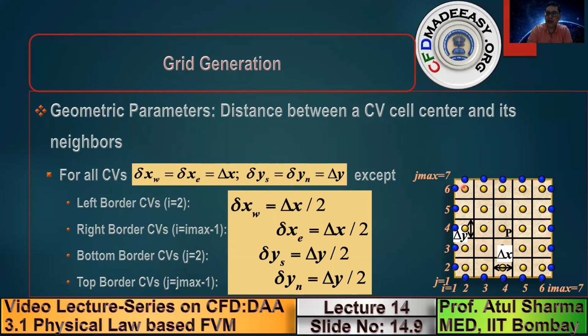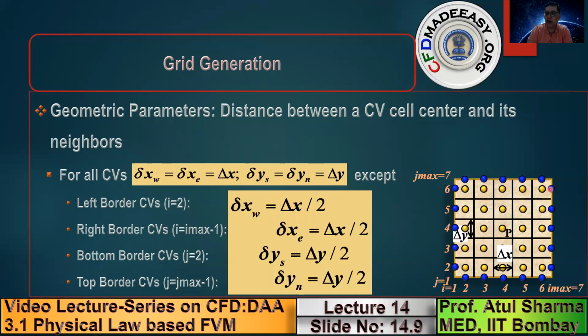However, if you consider the certain border control volumes I have shown, left border, right border, bottom border, and top border. For the left border, the delta x w, the distance of this border grid point from its west neighbor. Now what are the west neighbors? All these blue grid points. The distance delta x w here is delta x by 2. So delta x w is delta x by 2.